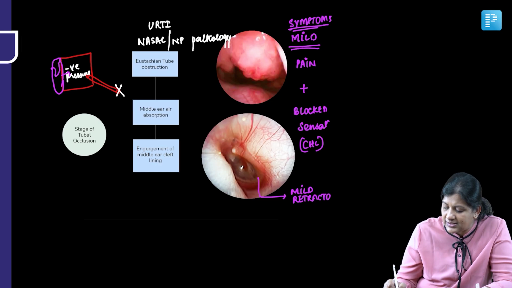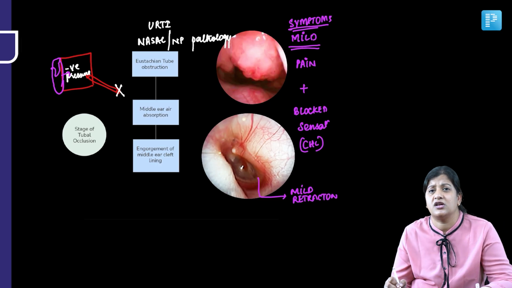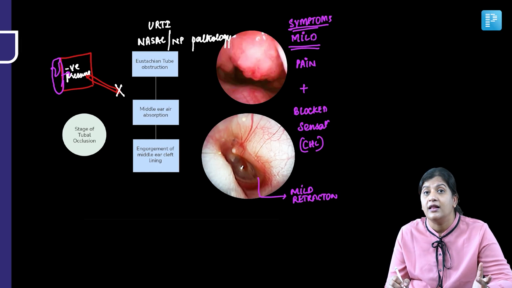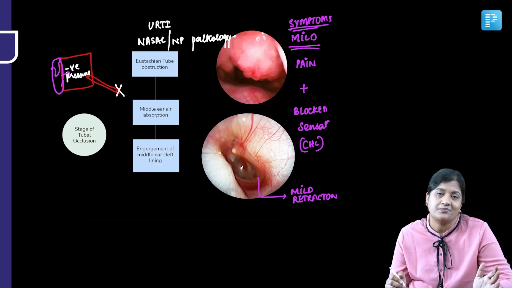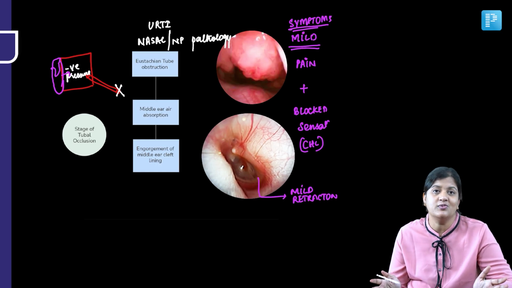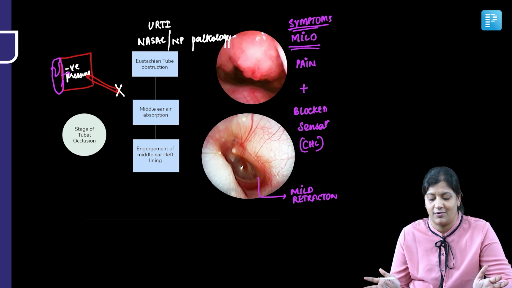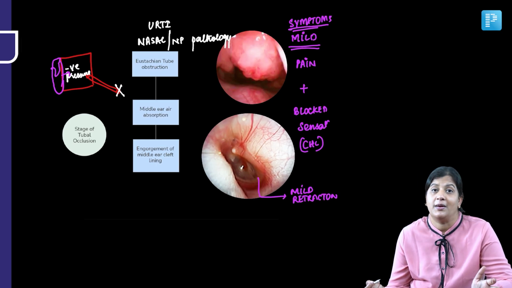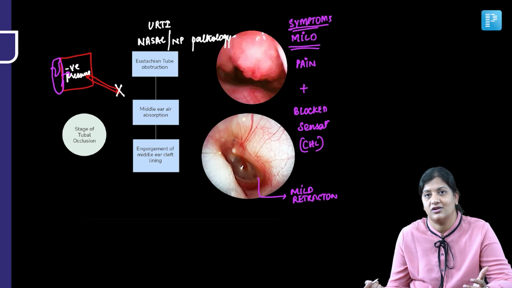Since the disease has just started, the eustachian tube has just got blocked, there is a negative pressure in the middle ear. That negative pressure is acting in the middle ear to cause symptoms of pain and blocked sensation, and there is a mild retraction of the tympanic membrane. Now, if the patient presents to you at this point of time, maybe giving decongestants, analgesics and antibiotics should help to a certain extent.